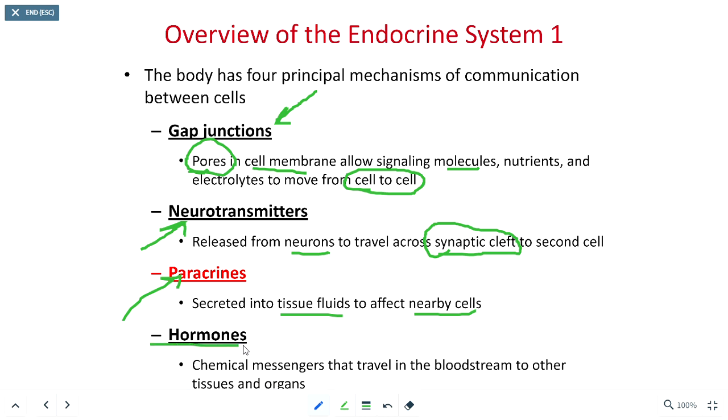And then finally, we have those hormones, which are going to be chemical messengers, just like neurotransmitters and paracrines. The difference between hormones, paracrines, and neurotransmitters is that only hormones will enter into the bloodstream. And while those hormones are in the bloodstream, they'll travel to their other target tissues or organs.